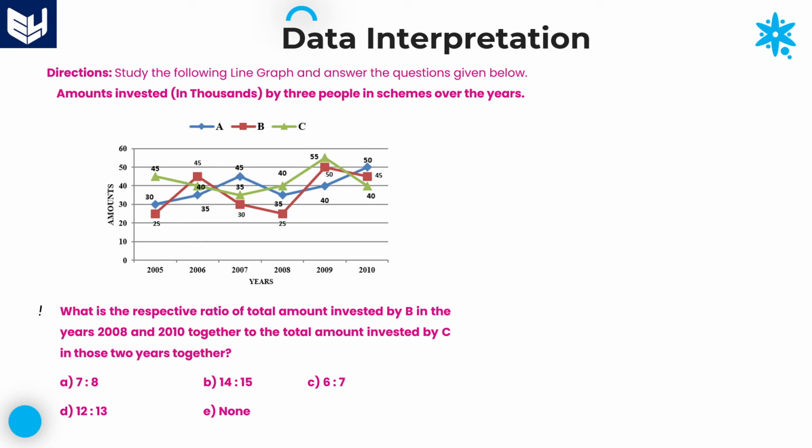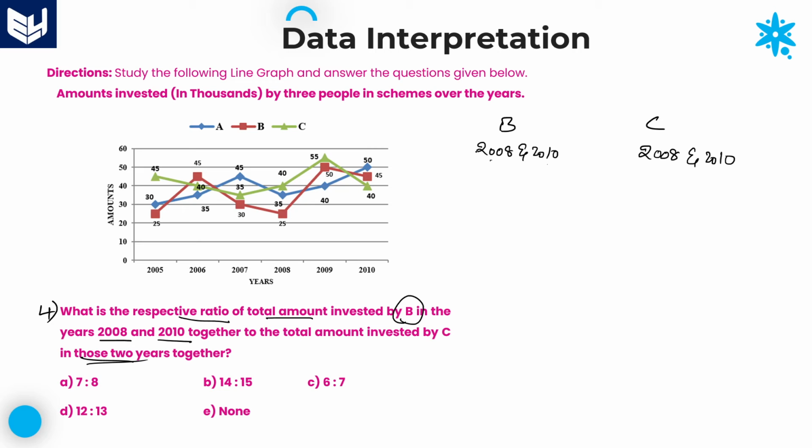Let us look at the fourth question. What is the fourth question provided in this line graph? What is the respective ratio? Here you need to calculate the ratio between which values? The total amount invested by B in the years 2008 and 2010 together, to the total amount invested by C in those two years. That means the same years: B's total in 2008 and 2010 together, and C's total in 2008 and 2010 together.